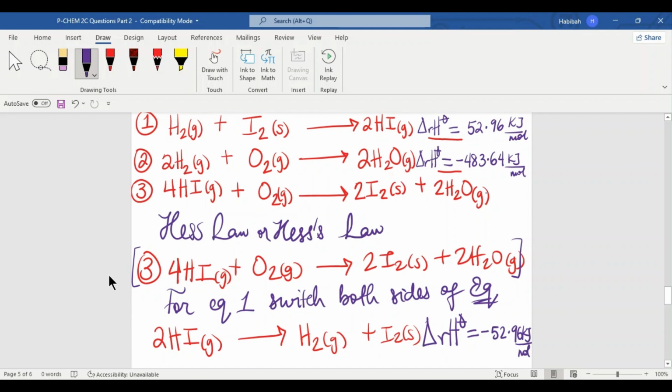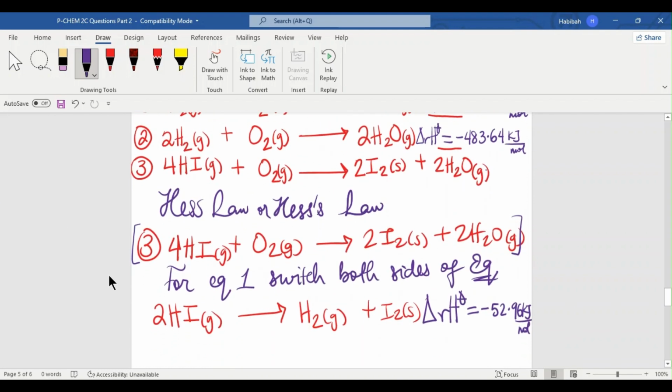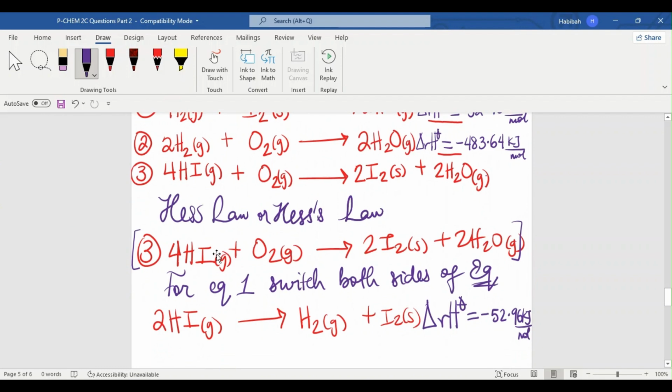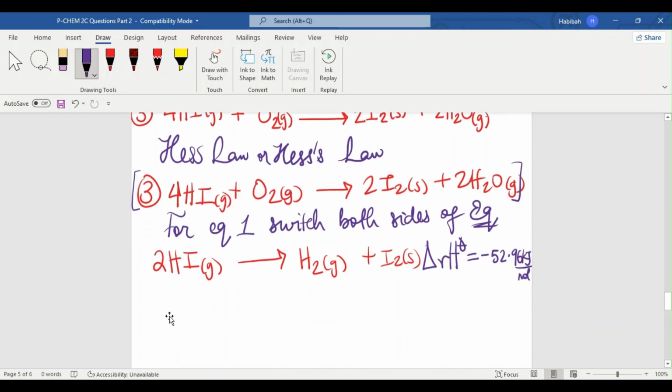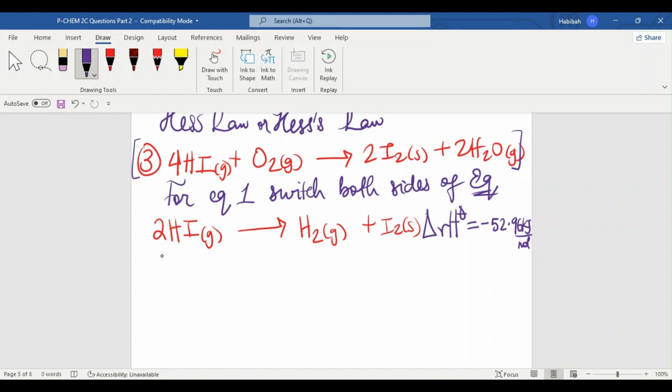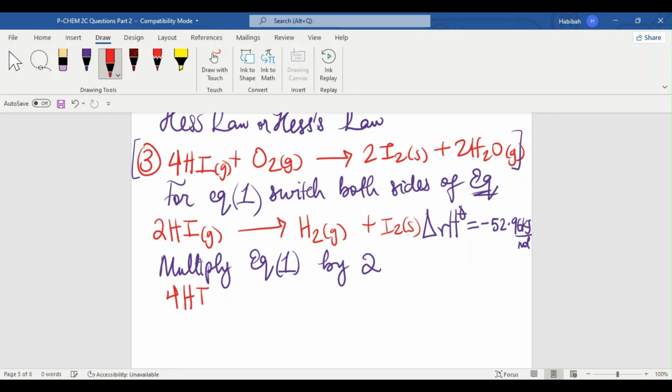Now we have to look at it again. What do we see? We see basically that the HI that we're dealing with here is 4HI. And then for equation 1, we have 2HI. So the next instruction is going to be for you to multiply equation 1 by 2. When we multiply equation 1 by 2, this 2HI is going to become 4HI. So we're going to end up with 4HI gas will now give us 2H2 gas plus 2I2 solid.